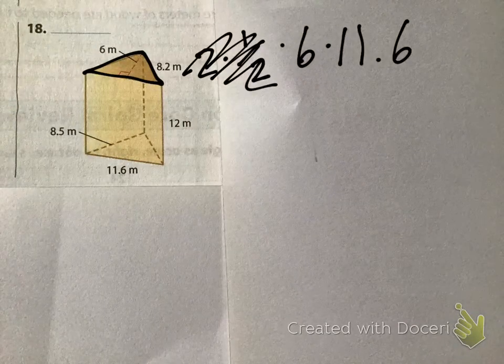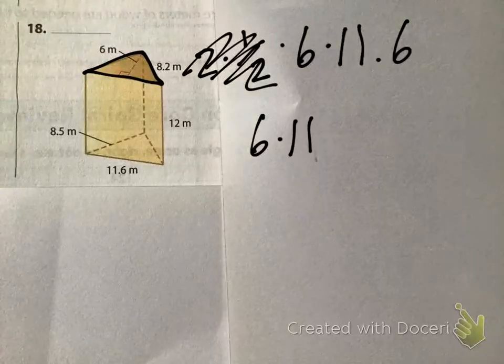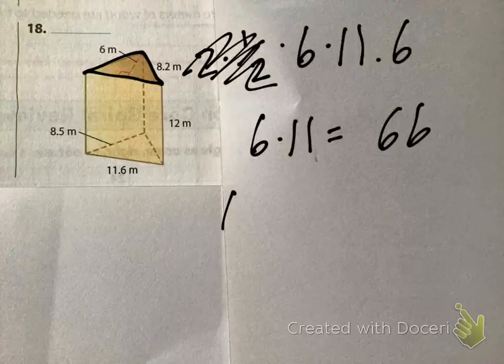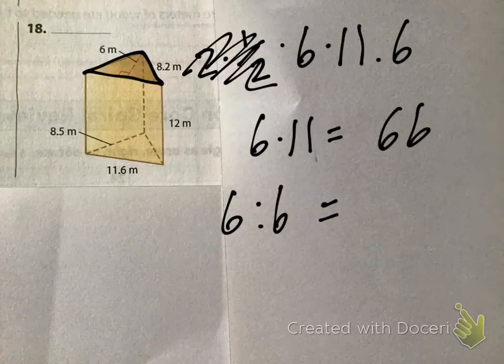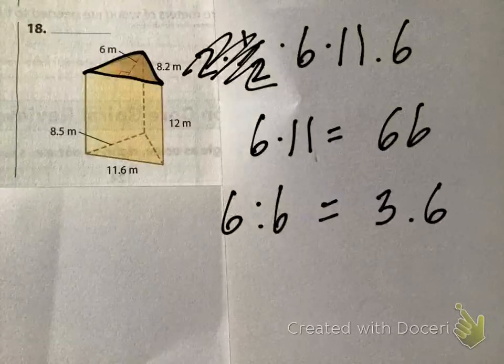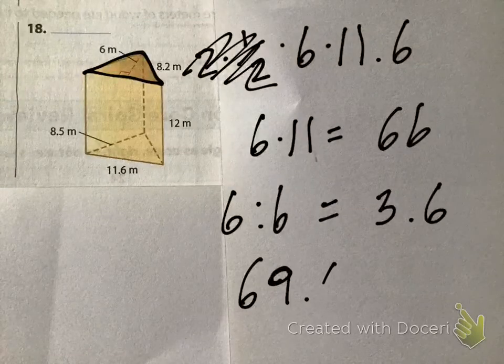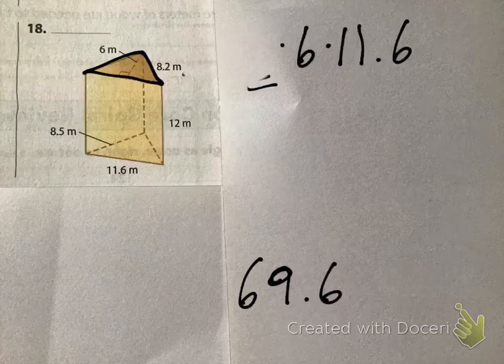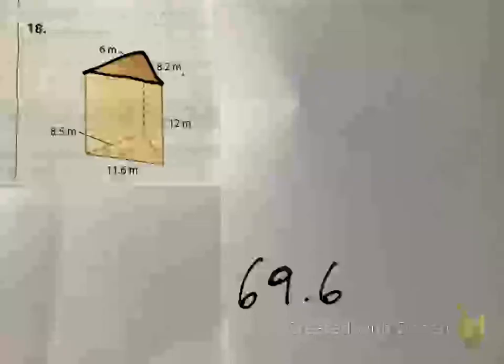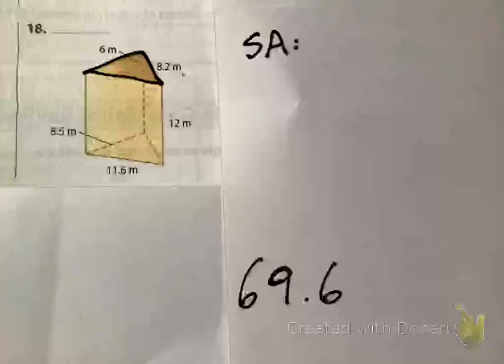So 6 times 11.6. 6 times 11 is equal to 66. 6 times 0.6 is equal to, what is that going to be? 3.6, yes. So then it would be 69 and 6/10. Once again, I'm just doing mental math. I'm doing it really quickly because I can. So that right there, so far, is the surface area of just our triangles.